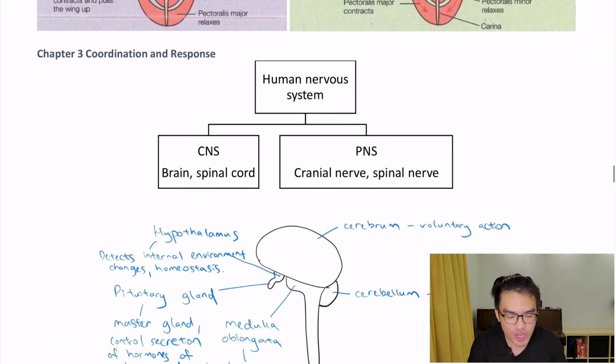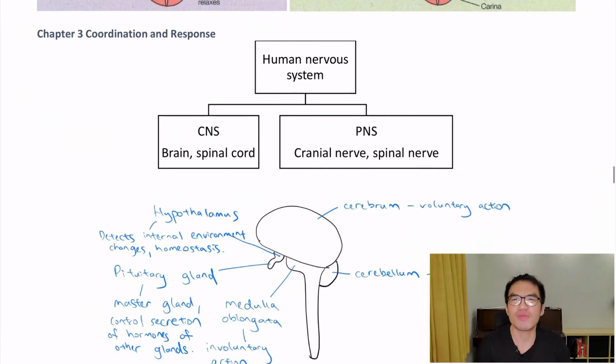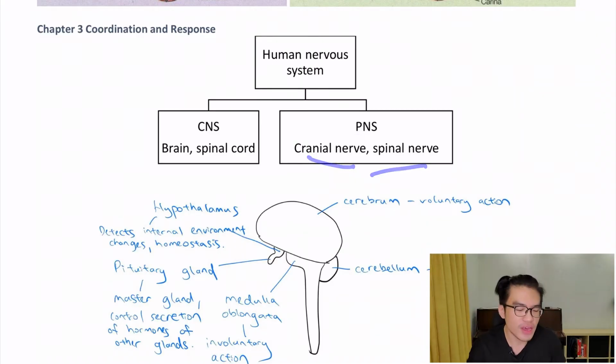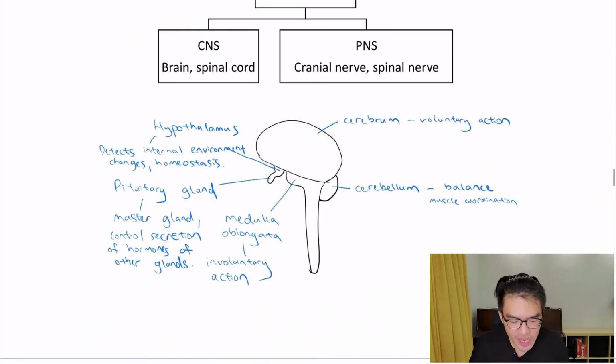Moving on, let's go into chapter 3. Very important chapter, especially the kidney part and the homeostasis part. So your human nervous system has two parts, which is the central nervous system, the middle part, your brain and spinal cord, the most important one, and your peripheral nervous system, your cranial nerve and your spinal nerve. If you break your PNS, it is not that serious as breaking your CNS because you can die. So your CNS has a few parts.